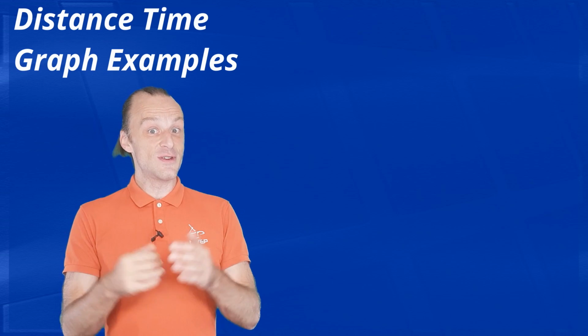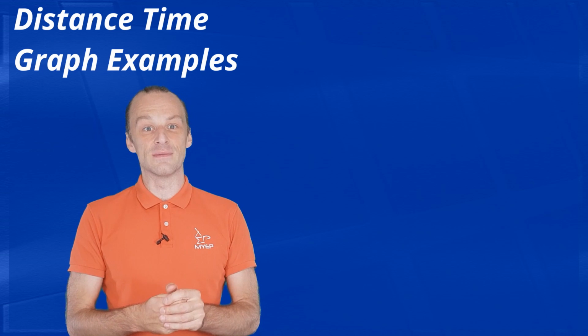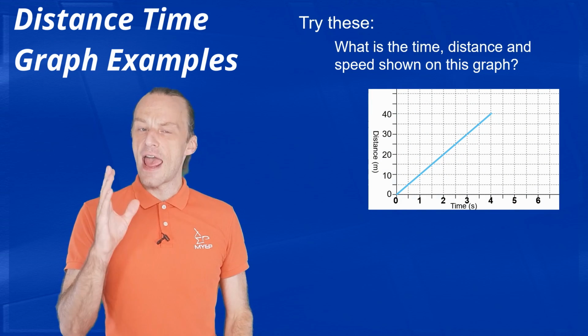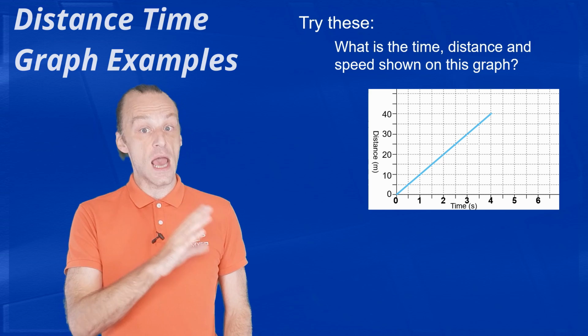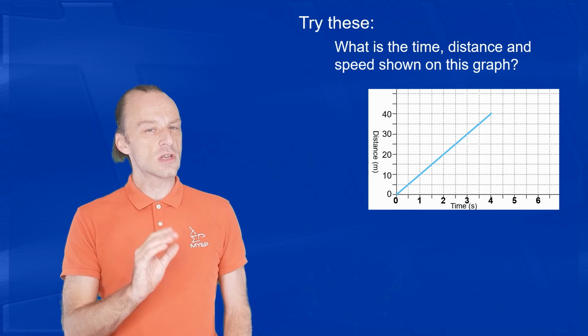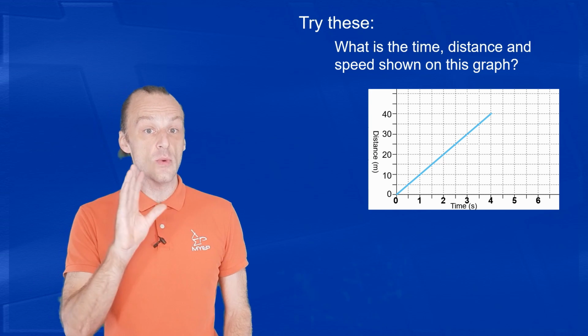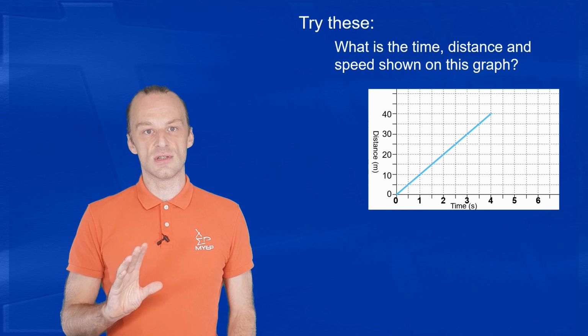Let's try a few examples. Remember to pause if you need to so you can have a think about them. Here is another distance-time graph. Can you tell how far this object moved, how long it took to move, and also what speed it was moving at? It's a straight line, so we know that the speed is constant.